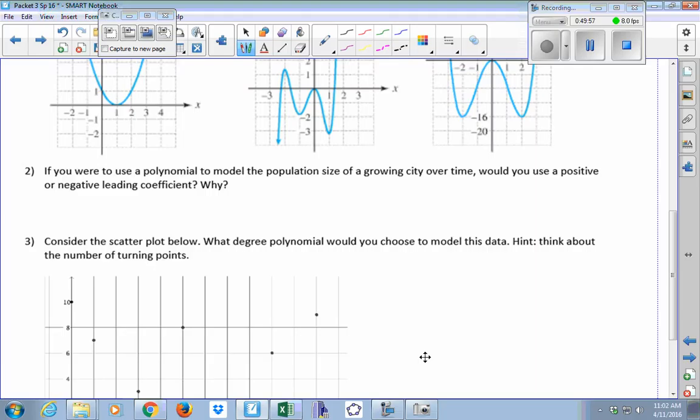And you are trying to look at its end behavior, because when you say over time, you're going out, letting time go on and on and on. Would you think a negative leading coefficient or a positive coefficient would make the most sense and why? Julia?